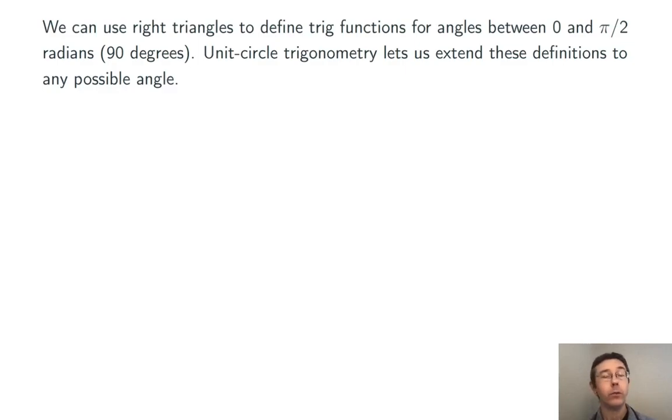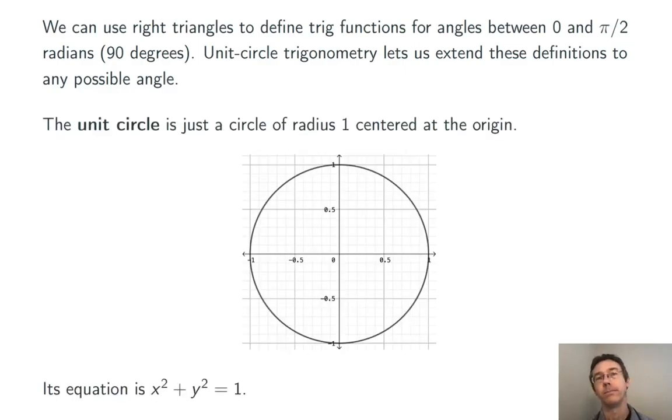For angles between 0 and pi over 2, we can define trig functions like sine and cosine by drawing right triangles. And then sine of theta is opposite over hypotenuse, cosine theta is adjacent over hypotenuse, and so on. Unit circle trig lets us extend those definitions to any possible angle.